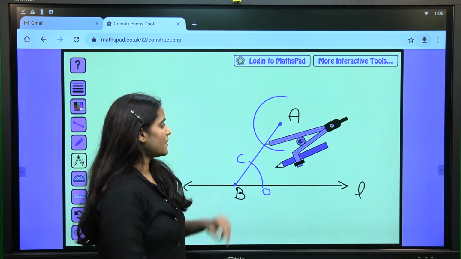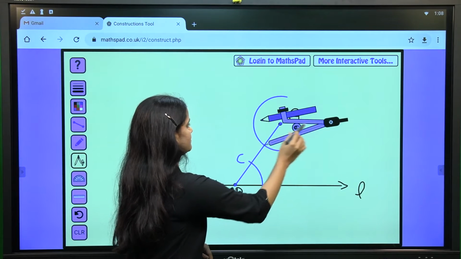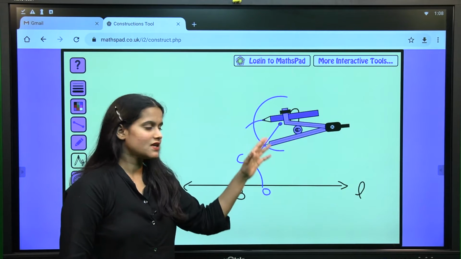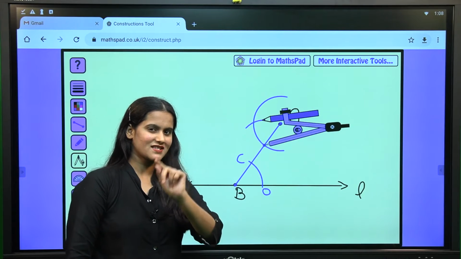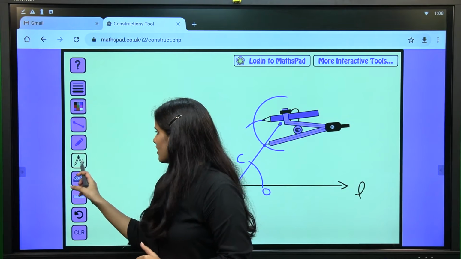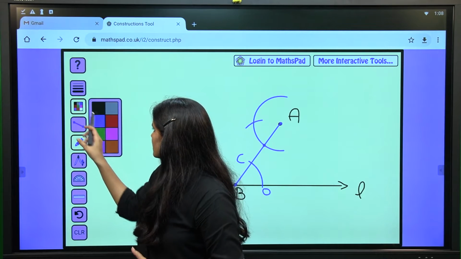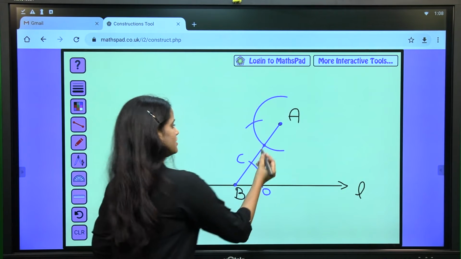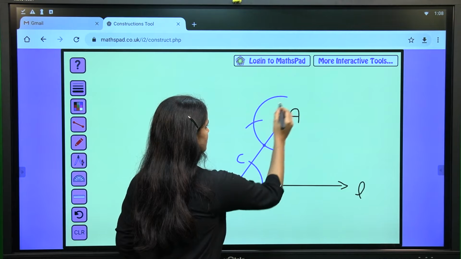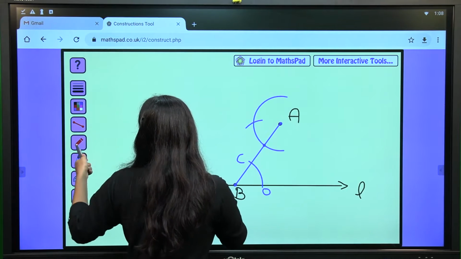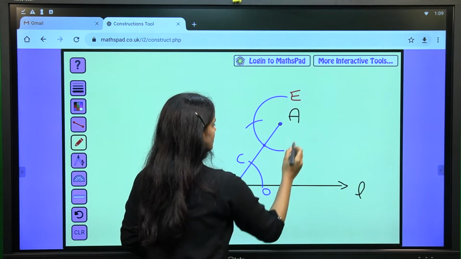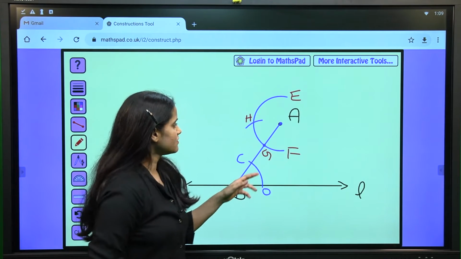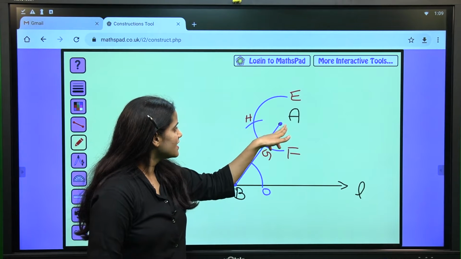here you can see, no? I'll keep the compass here. I'll cut an arc. Okay. So this is just one step before the last step. So now what I will do, I'll change the color to red color. I'll just name these points E, F, G, H.